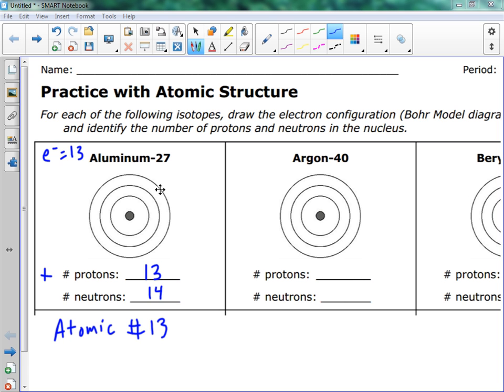I would start by putting the first 2 electrons right here in the first energy level. I pair them, and it's full. Okay, that's as many electrons as you can fit in the first energy level. So my third electron is going to jump up to the second energy level. So there's number 3, 4, 5, and 6th electron here.